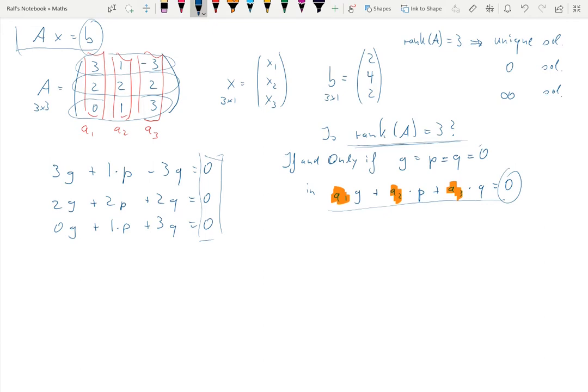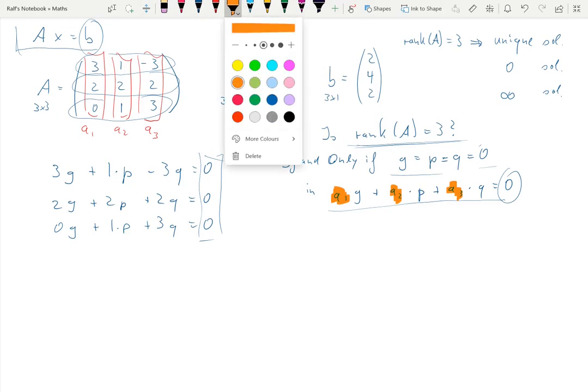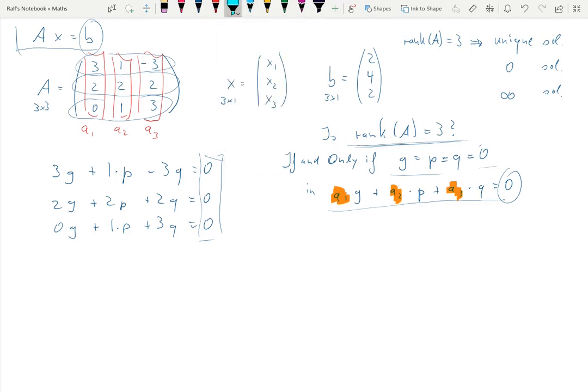So you can see that G, P, and Q equal to 0 is for sure a solution, because if you set G, P, and Q equal to 0 in these 3 equations, then all of them will be trivially equal to 0. So that will be correct. The question is, are there any other solutions? So let's give these equations numbers. We basically need to now try and solve for G, P, and Q.